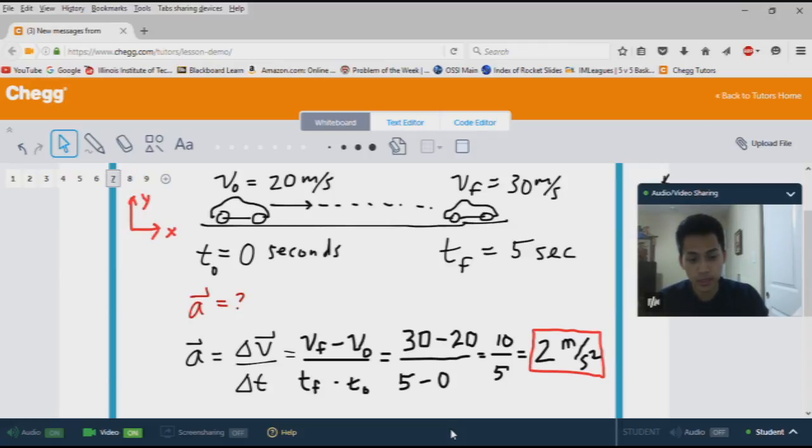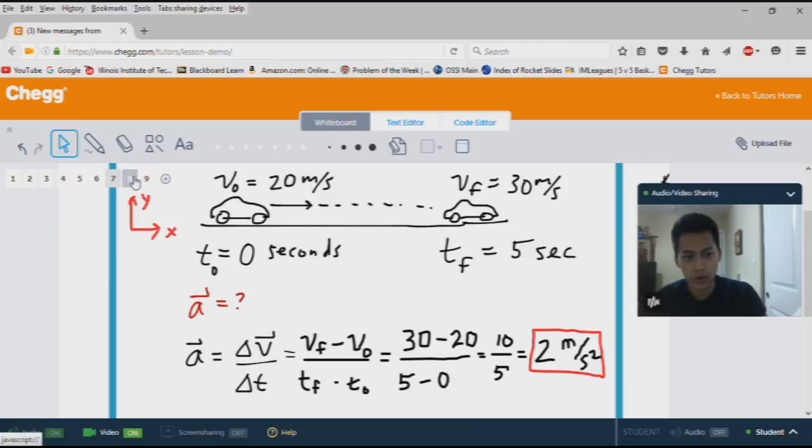Because this is a positive 2 meters per second squared, that implies the direction. If we set our positive as the positive x-axis going to the right, then the positive 2 meters per second squared means that it's accelerating to the right as well. You can see that it's accelerating to the right because it's speeding up.